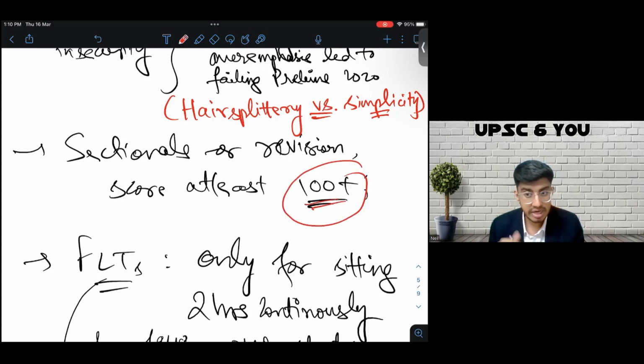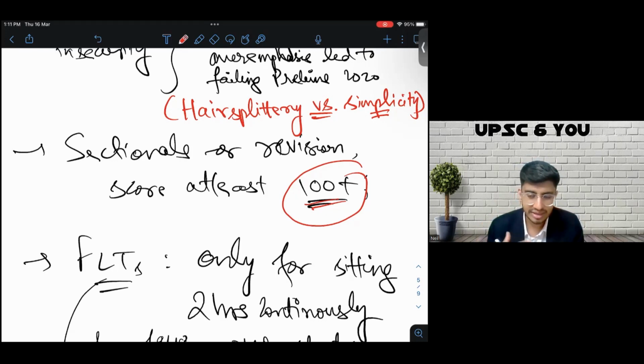If you're scoring beneath 100 in a sectional, that means your basic knowledge is lacking. You need to go back to the sources I have mentioned, and then hone your craft up to a certain level. If you're scoring 100 plus in a sectional test, you're good to go. That means your revision is up to the mark.